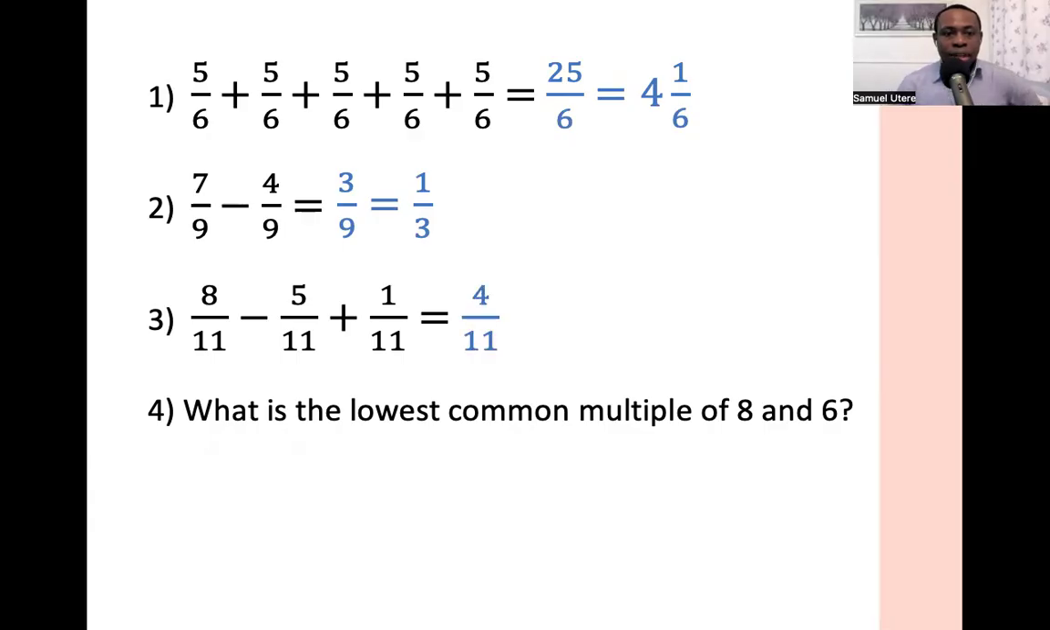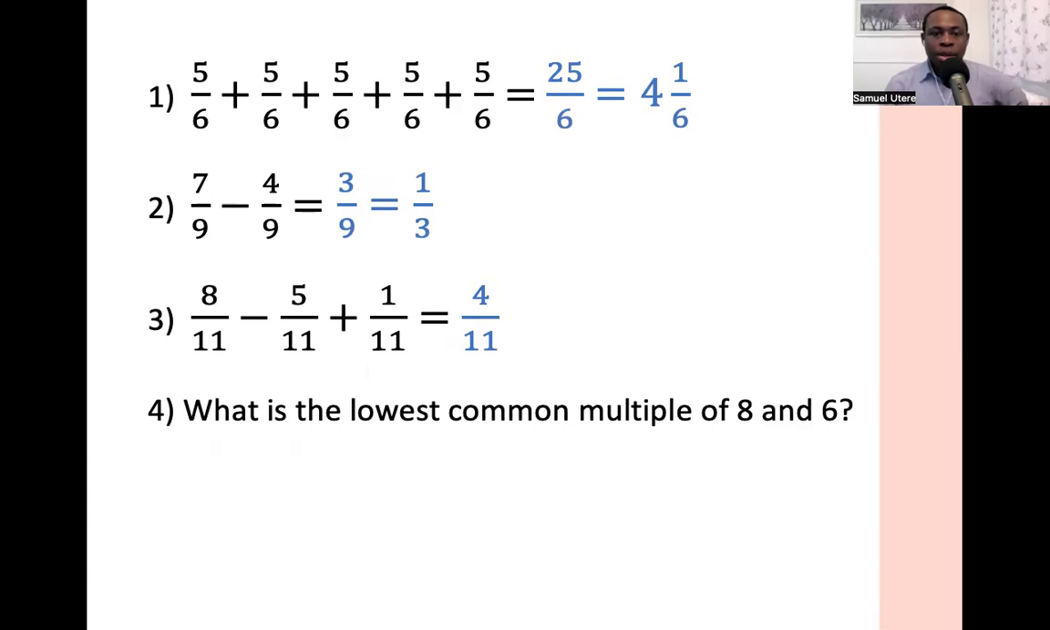Here you have 8/11 subtract 5/11, add 1/11. The denominators are all 11. So you can simply do 8 subtract 5, which is 3, and then you add 1, that should be 4.